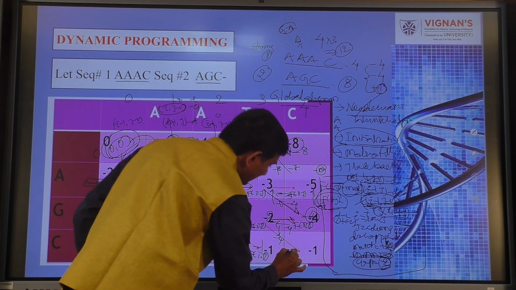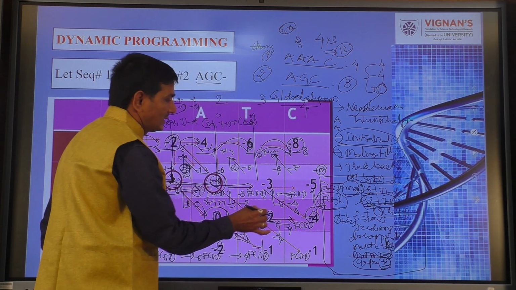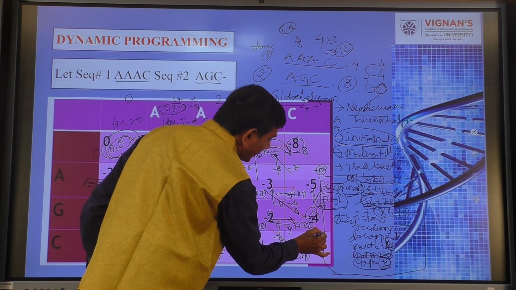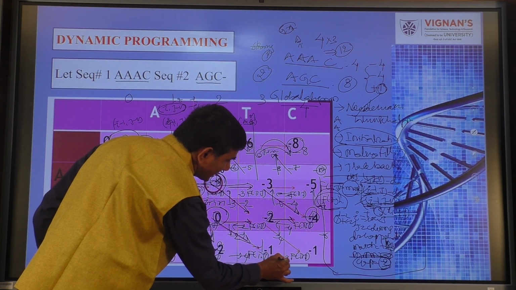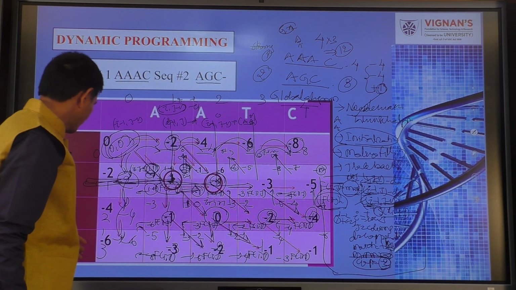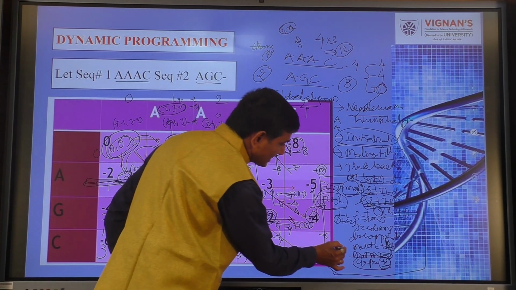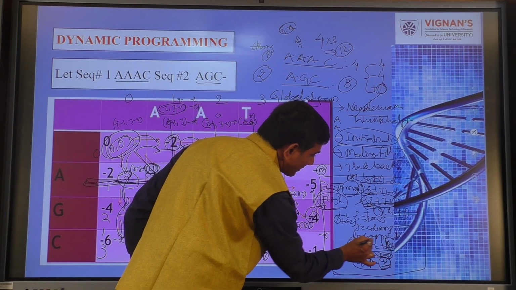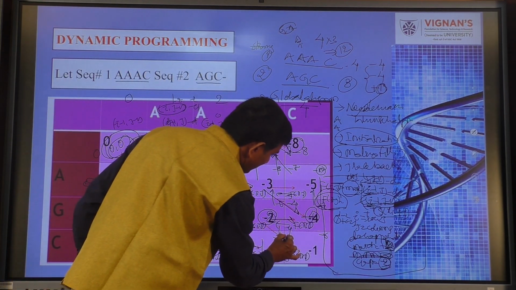And coming to the last cell, the address of this particular box is f of i comma j. So, change in row: minus 4 minus 2 is minus 6. Change in column: minus 1 minus 2 is minus 3. Change in both row and column: the value in the diagonal box is minus 2, and the row coordinate is C as well as the column coordinate is C. So, C versus C is a match, and the value assigned for a match is positive 1. So, minus 2 plus 1 is minus 1.